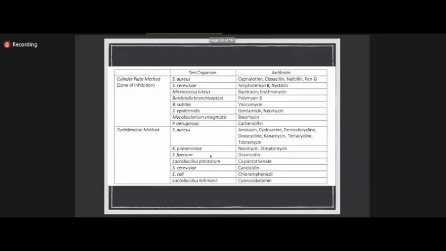For your antibiotics, ito yung mga organisms na dapat effective sila. For amphotericin B and nystatin, it should be inhibitory for Saccharomyces cerevisiae pag cylinder plate. Pero pag turbidimetric, iba na din. Saccharomyces cerevisiae sa turbidimetric, for candicidin na siya. Ito siya for your reference lang. I won't be getting any from this, pero most of the time, this comes out sa board exam. So, for your guidance lang. Copy nyo na lang yan.